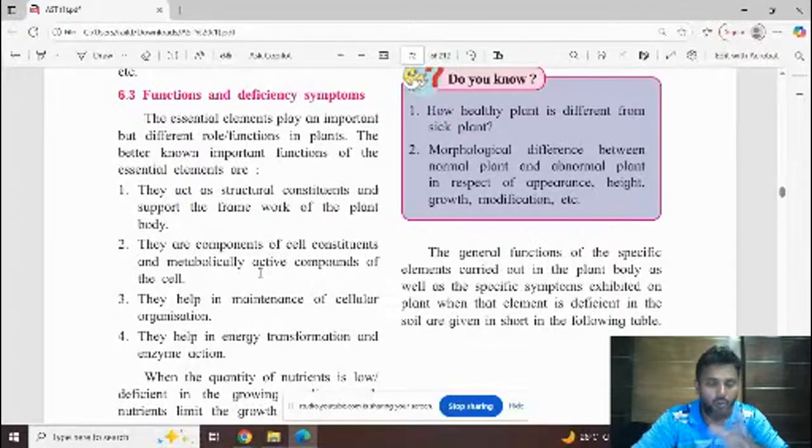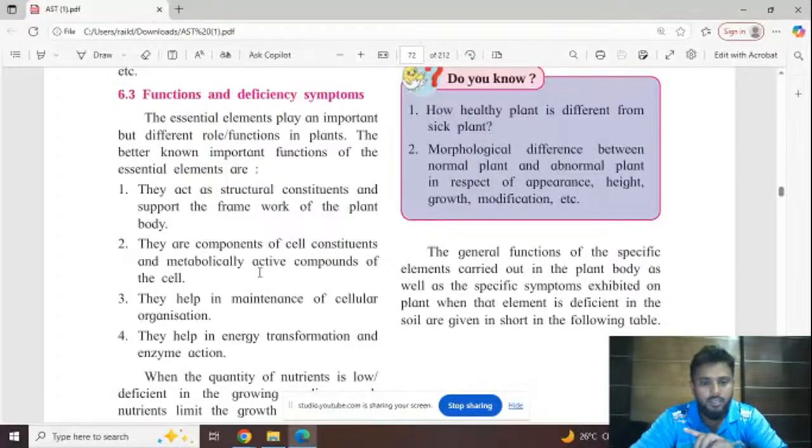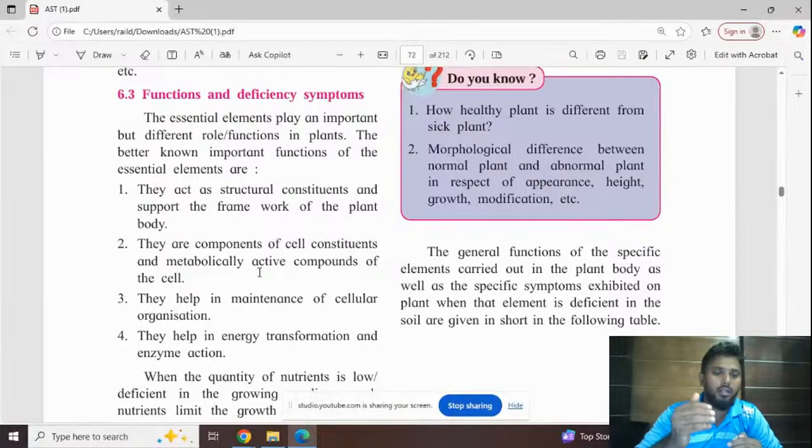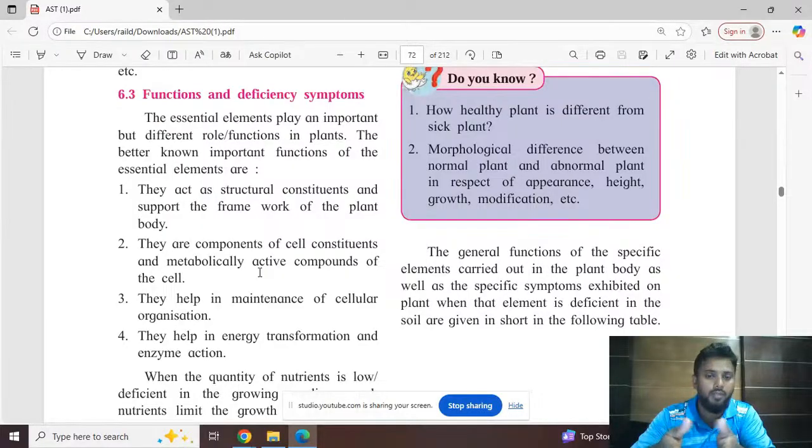Okay. Growth and deficiency symptom, these are two different things in case of the plant. If growth is a bit reduced, then there will not be that much effect on the end product of that plant, that is the yield. But if there is a deficiency symptom, then definitely that plant is going to give us low yields. Okay.